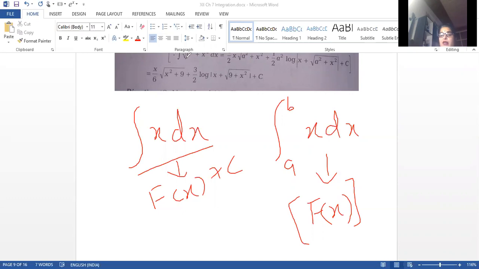So integration will be from a to b. It means after integrating, you will put the limit. And what does it mean? This can be written as f(b) minus f(a). This will give you the integration when you are doing definite integral. We are talking about definite integral. In definite integral, we specify the limit, and how we specify the limit and what is the meaning of it, let me explain that also.